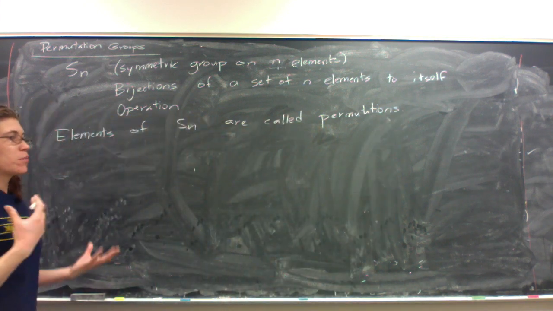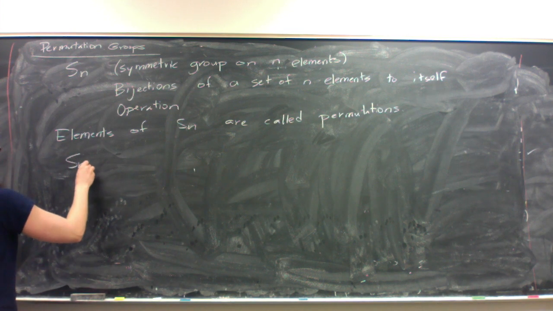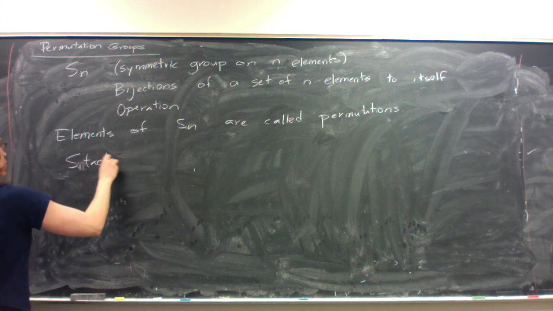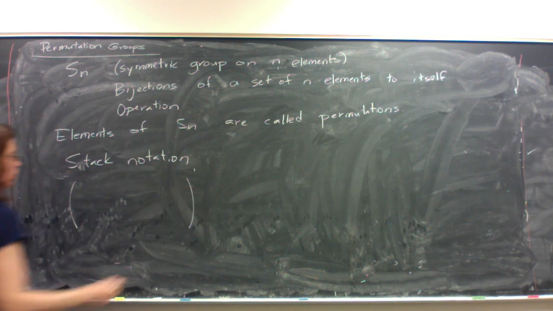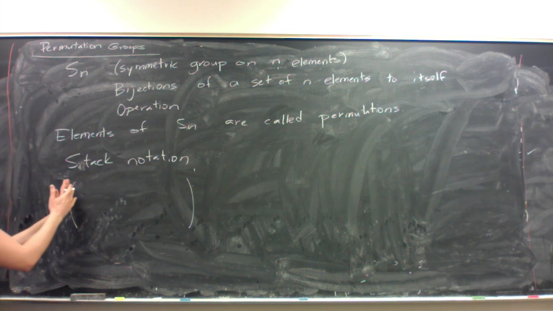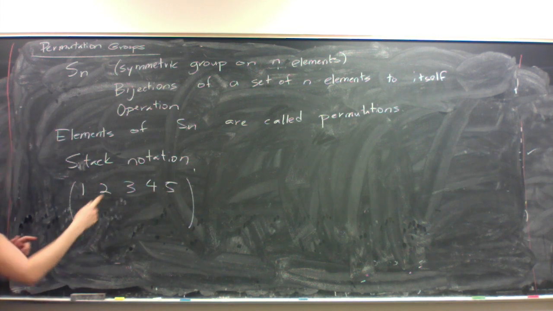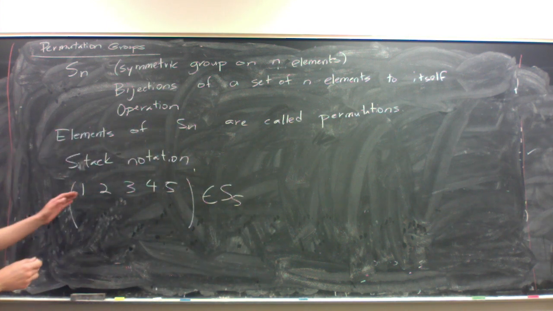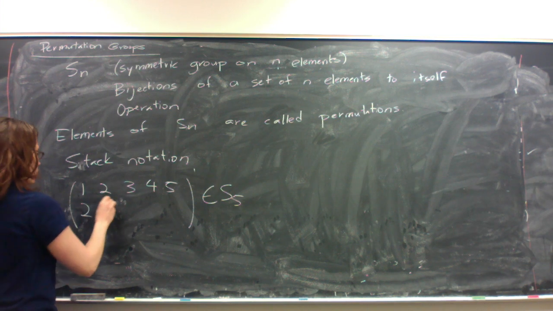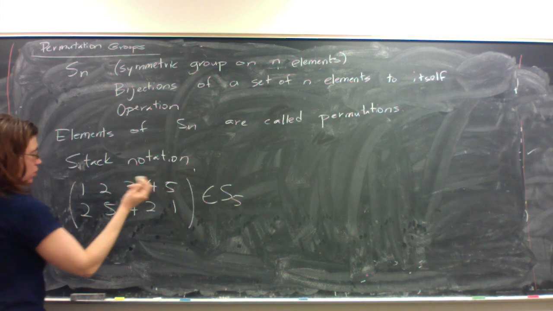And we use two different methods for denoting elements of Sn. The first is called stack notation. In stack notation, we list all of the elements on the top. So this would be an element of S5. And then we list where each element maps. So maybe 1 maps to 2, and 2 maps to 5, and 3 maps to 4, and 4 maps to 2, and 5 maps to 1, or something like this.